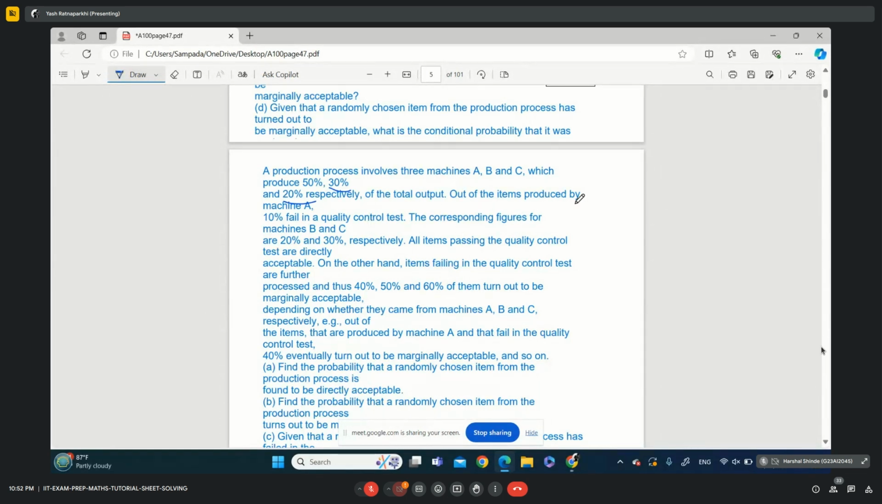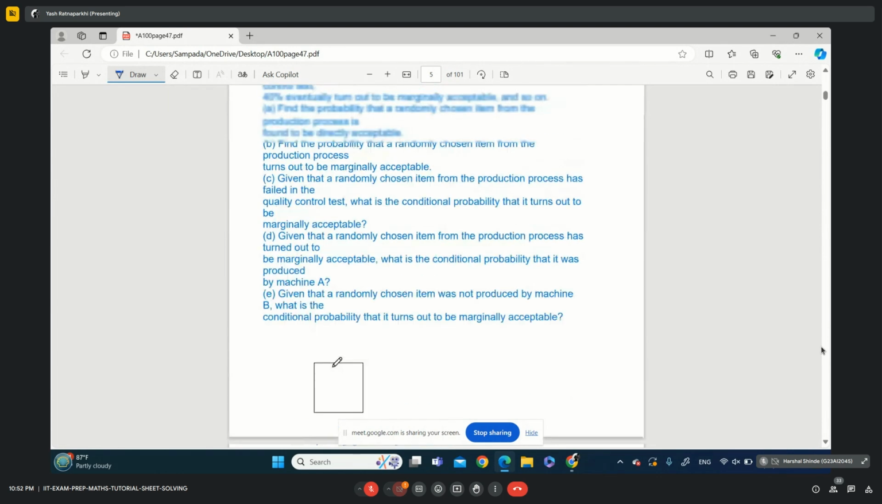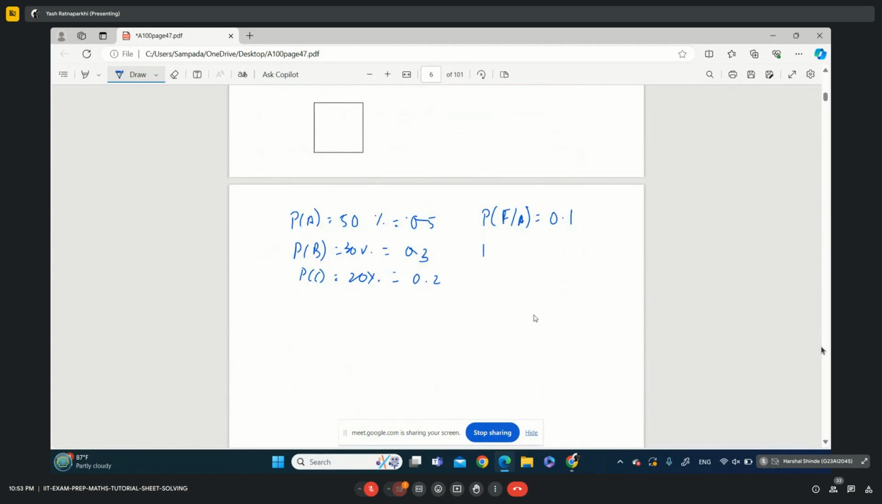Now, out of the items produced by machine A, 10% fail in the quality control test. So if a failure occurs and it is due to A, that is 10%. Can I write here probability of failure given A is 10%? Yes. For the next cases it is 20 and 30%. So probability of F given B is 20%, and probability of F given C is 30%.